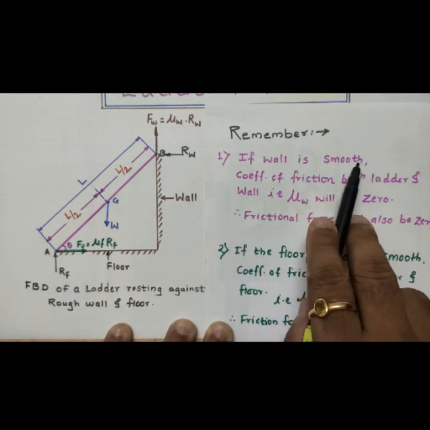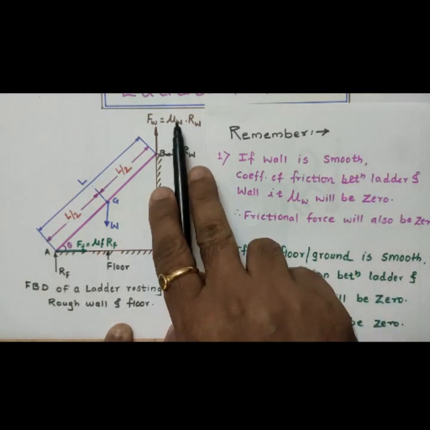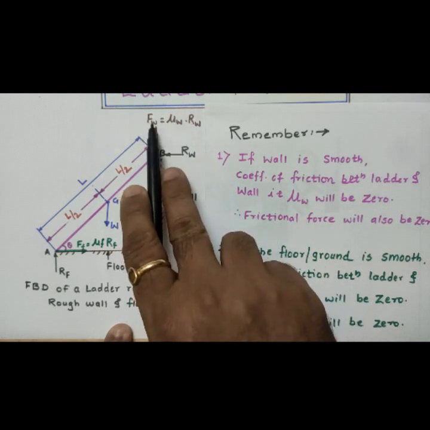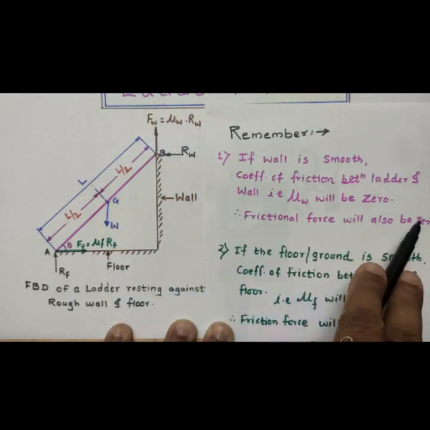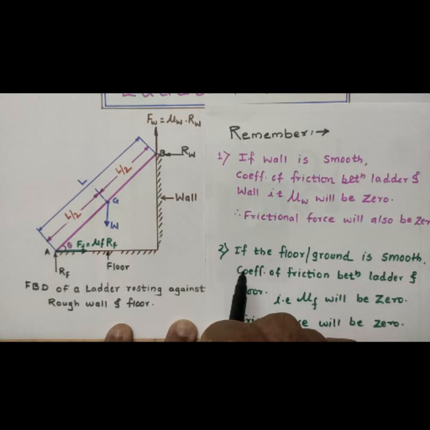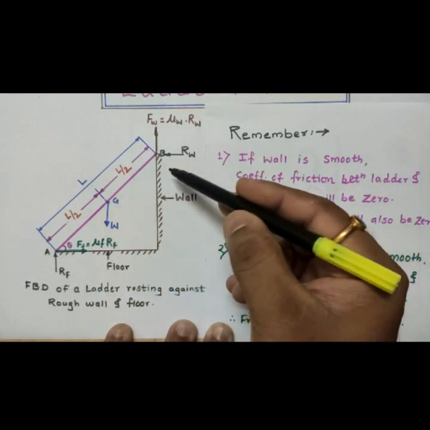If the wall is smooth, the coefficient of friction between the ladder and the wall, that is mu W, will be 0, and this product will be 0, that is the frictional force Fw will be 0. If the floor or ground is smooth, the coefficient of friction between the ladder and the floor will be 0, so this product of frictional force will be 0. These are the two important points on the roughness or smoothness of the floor and wall.